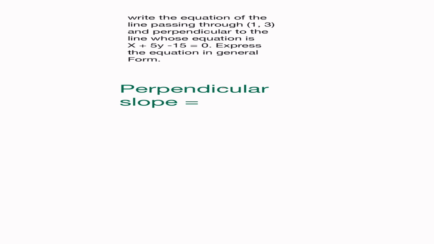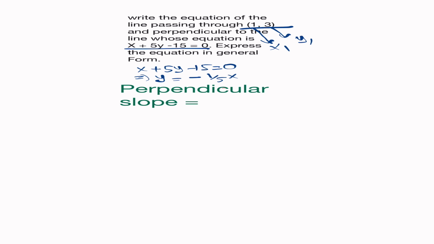So let's say we have to write down an equation. We have a point (1, 3), so let's say 1 is x1 and 3 is y1, right? This is a point, and the equation is perpendicular to the line x plus 5y minus 15 equal 0. If we solve for y, we get y equal negative 1/5 x plus 3, right? So the perpendicular slope for this line will be the reciprocal of negative 1 over 5, so it's just 5. 1 over 5, if you flip it, is 5, and the negative sign becomes positive. So we got the slope.